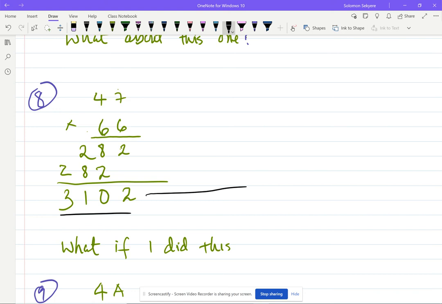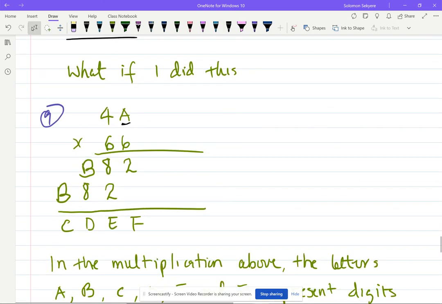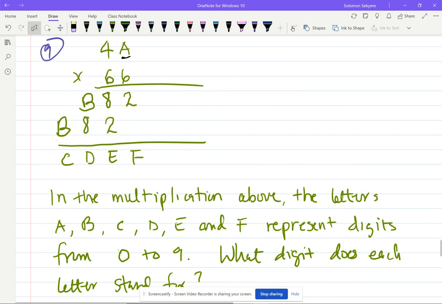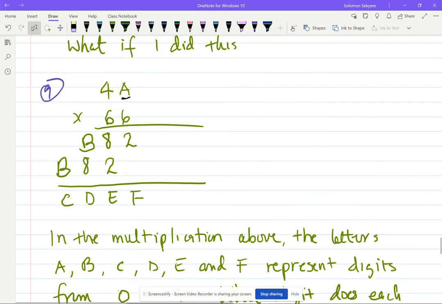Now, suppose I gave you this. I say 4 times a letter. The letter A represents a digit we don't know. And then I give you this table. I say in the multiplication above, the letters A, B, C, D, E, and F represent digits from 0 to 9. What digit does each letter stand for? How are we going to figure it out?